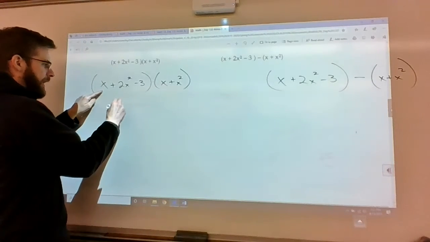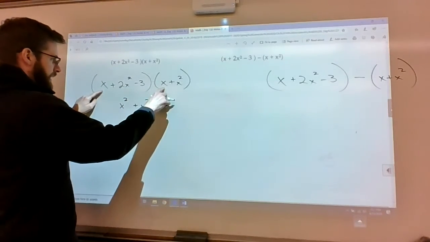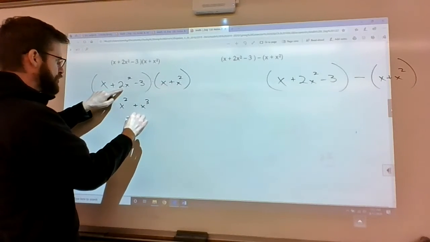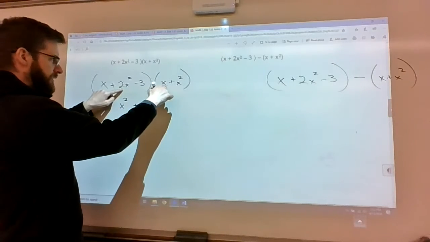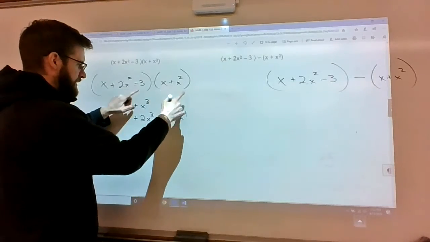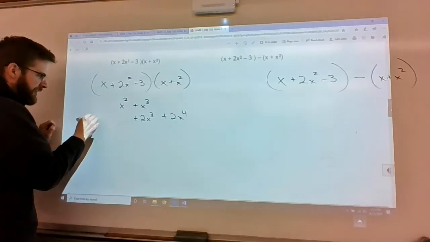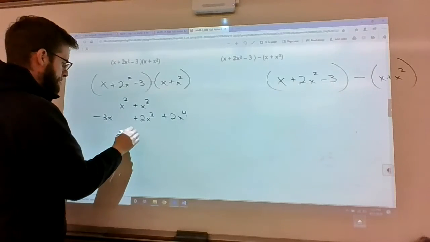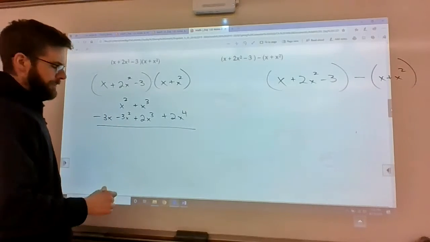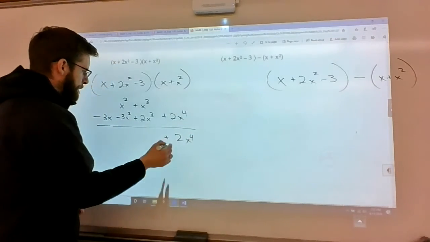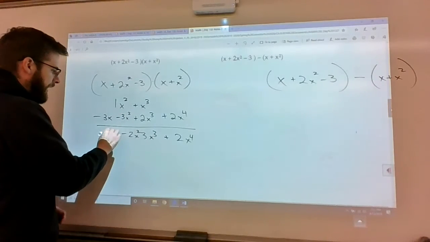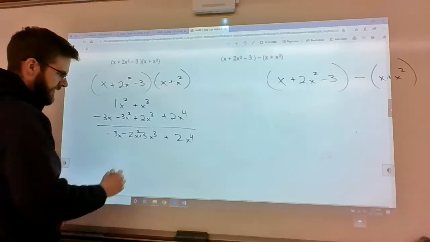See, this is x squared plus x cubed. Okay? When I take the first times these two. This is plus 2x cubed plus 2x to the 4. Okay? And this is minus 3x. So I'm actually going to move this way. Minus 3x minus 3x squared. Yeah. That's what this one becomes. So it's 2x to the 4 plus 3x cubed. There's a 1 there. Minus 2x squared minus 3x. There'd be a plus here.